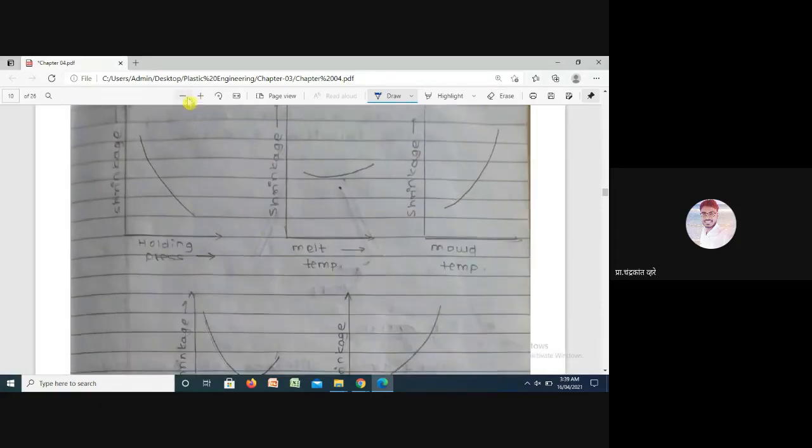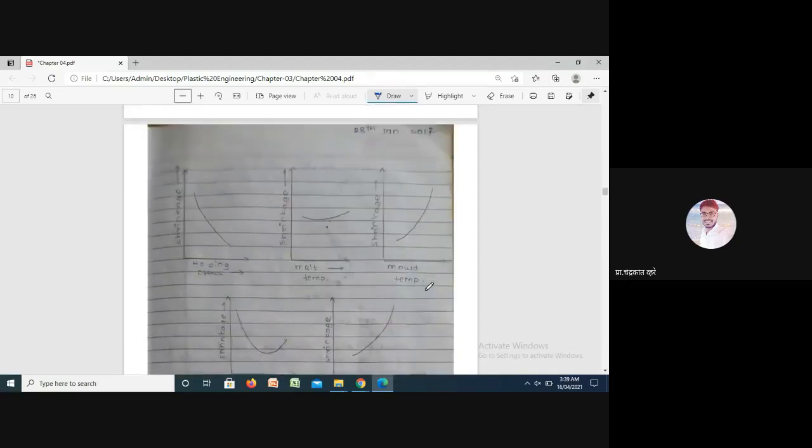Okay. So go for the draft. Just a reminder, these 5, 6 graphs we have. This is shrinkage versus holding pressure. This is shrinkage versus melt temperature.